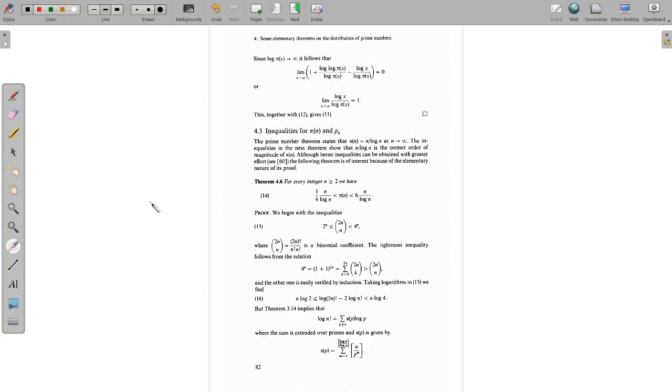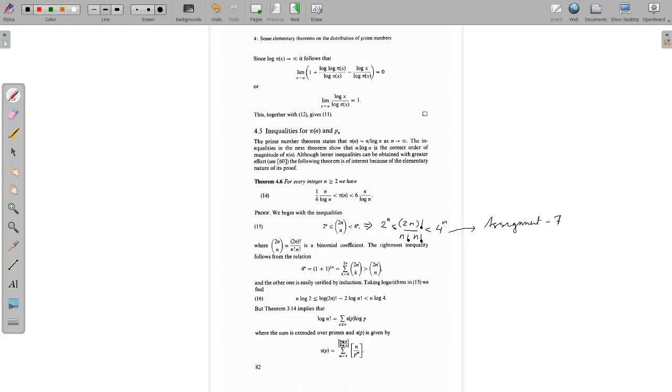Okay, so we start with the inequality 2 raised to n less than or equal to 2n C n less than 4 raised to n. This implies 2 raised to n less than or equal to 2n C n, the binomial coefficient, which is 2n factorial divided by n factorial times n factorial, which is less than 4 raised to n. This is our assignment number 7. We have already seen the proof of this inequality in the assignment.